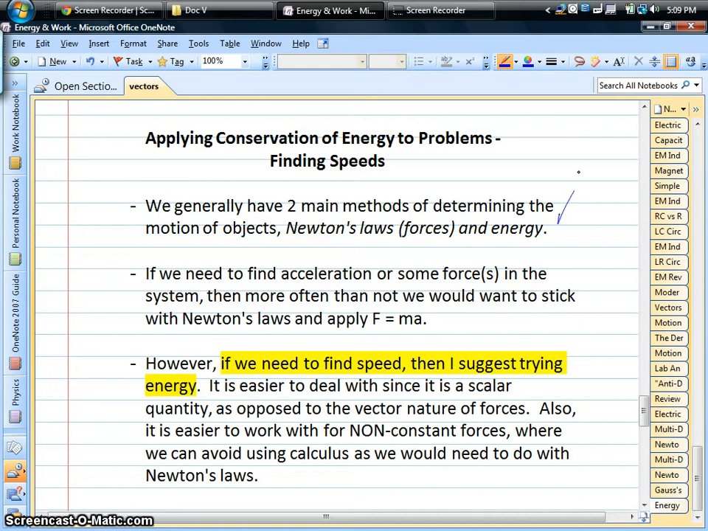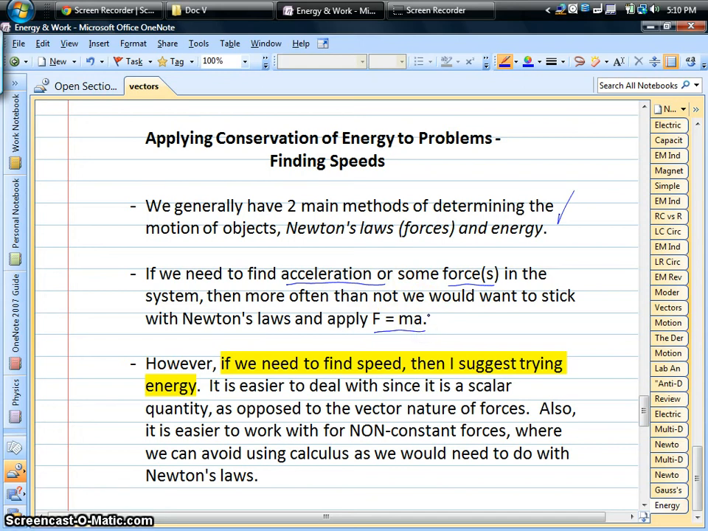Now, Newton's laws, of course, deal with vectors and differential equations. Energy, by and large, being a conserved quantity and also a scalar, is a little bit easier to work with. At the same time, energy also doesn't help most of the time if we're trying to find things like the acceleration of objects, or trying to find some forces. It kind of depends on what you're given in the problem.